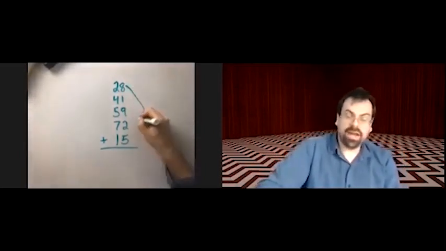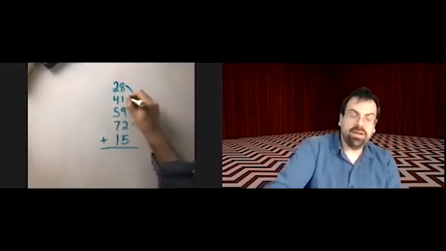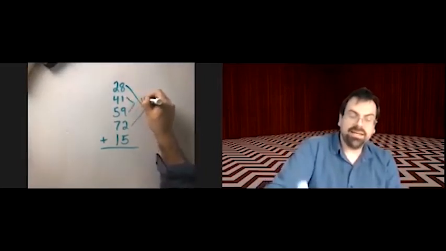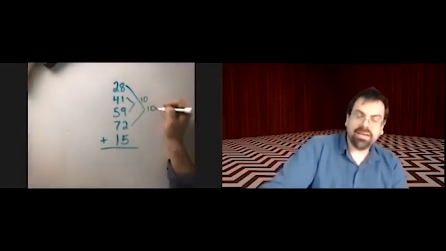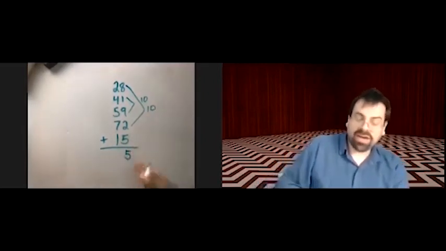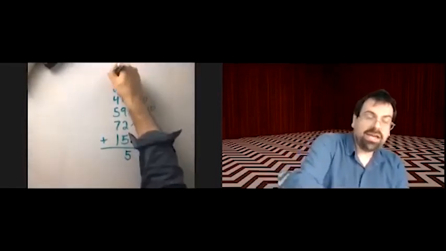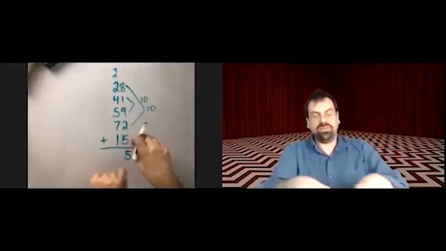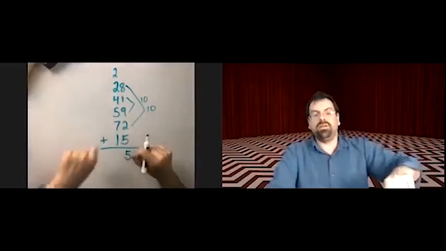10. 8 plus 2 is 10. 1 plus 9 is 10. 10 plus 10 is 20, and here's this extra 5. 25, we'll put the 5 down and carry the 2. Number 25 literally gets ripped apart.